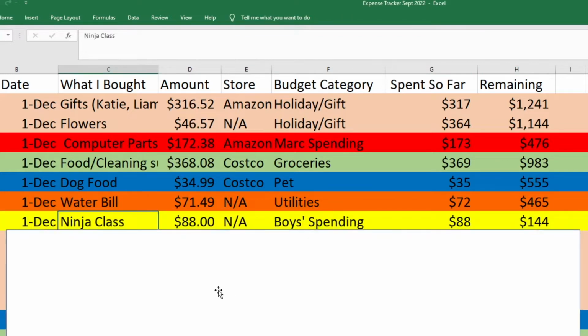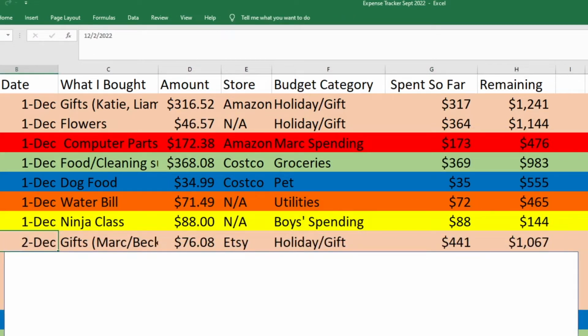And then again on the first, my son Liam goes to a ninja class, kind of like American Ninja Warrior type stuff, but for kids. And that comes out on the first every month. So that was $88, and that comes out of our boys' spending fund. So we spent a total of $88, and we have $144 left in their spending fund.